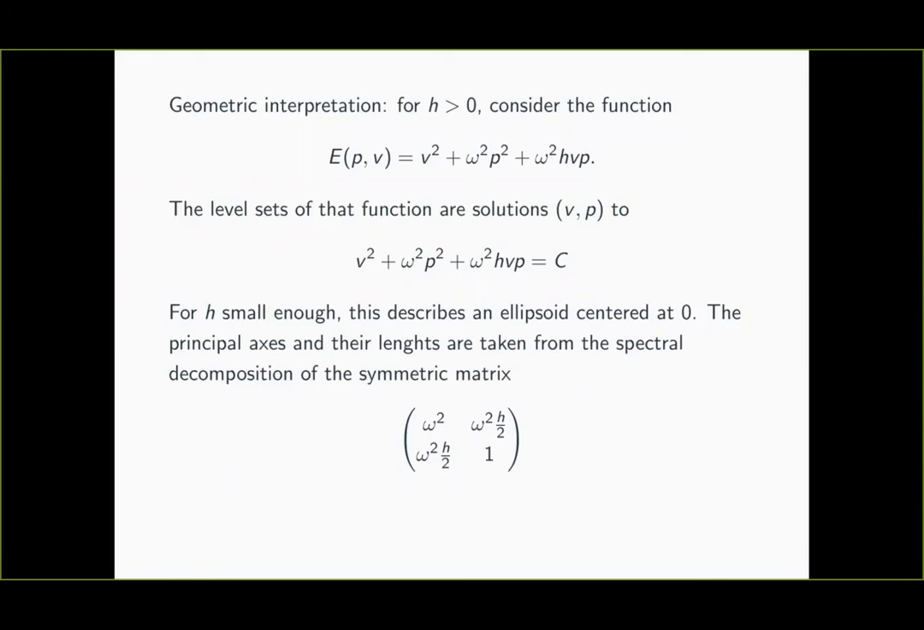And in this particular case here, provided that h is small enough, this equation describes an ellipsoid centered at the origin 0. And the principal axes and their lengths are taken from the spectral decomposition of the symmetric matrix that defines the modified energy: omega squared h over 2, omega squared h over 2, 1. If we compute the eigendecomposition of that square matrix, then we can tell exactly to which set in R squared the iterates of the symplectic Euler method are confined.